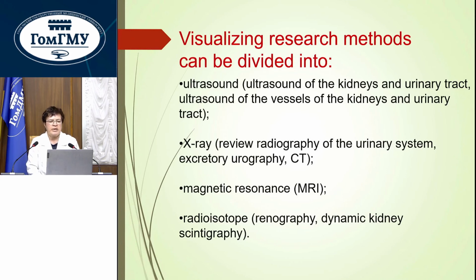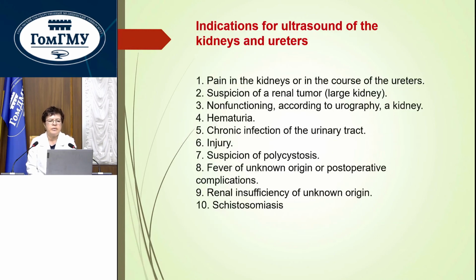Visualizing research methods of the kidney can be divided into ultrasound, including ultrasound of the kidney and urinary tract and ultrasound of the vessels of the kidney and urinary tract; X-ray, including review radiography of the urinary system, excretory urography, and CT; magnetic resonance imaging, MRI; and radioisotope renography, dynamic kidney scintigraphy.